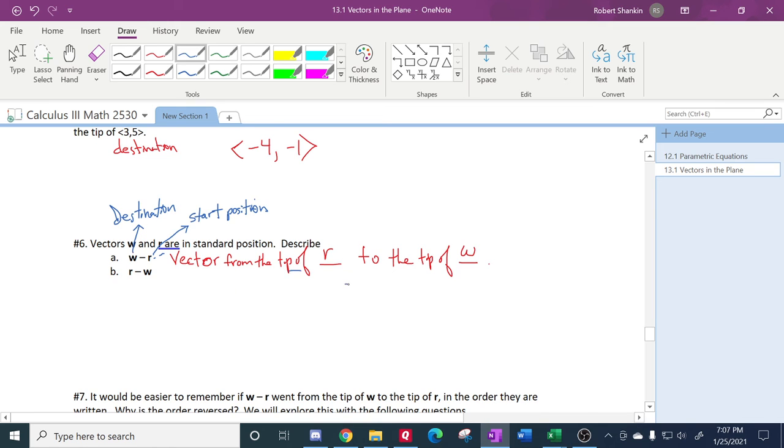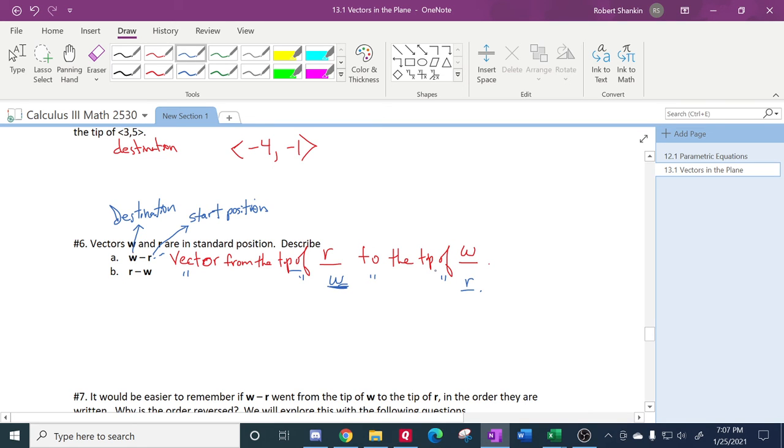And so the second one is R minus W. This one is just the opposite. It goes from W, because the start position is always the second one, to the destination, right here.